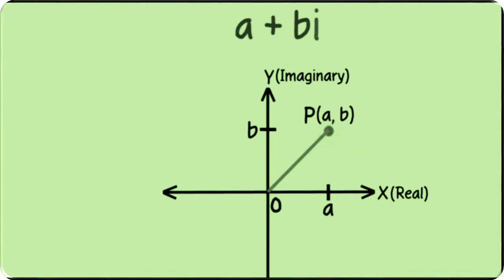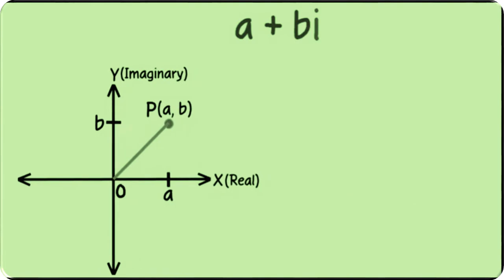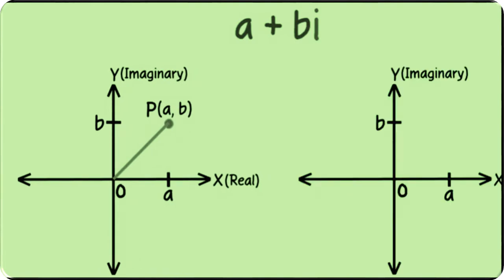If you want to ask your friend to plot point P, how would you do it if your friend just has an empty graph in front of her? Let us move this graph to the left and have an empty one on the right. So one thing you could tell your friend is move a units to the right and b units upward and you will get point P.